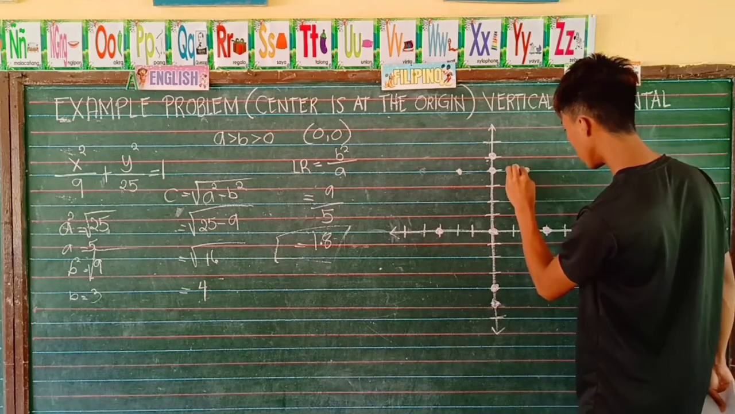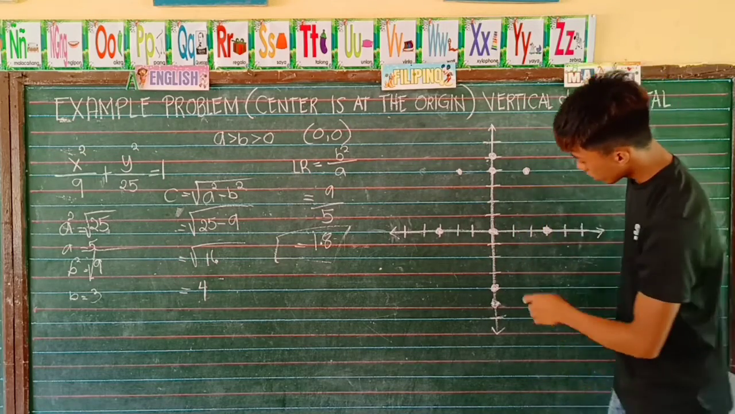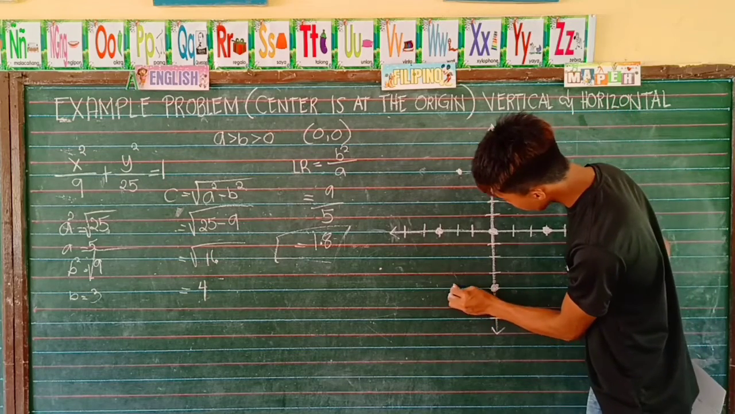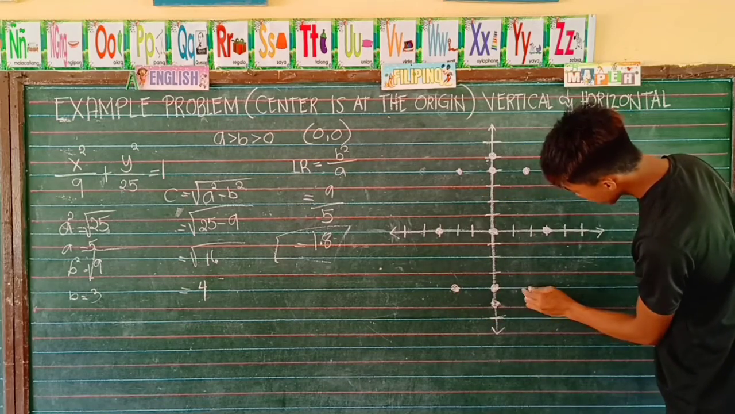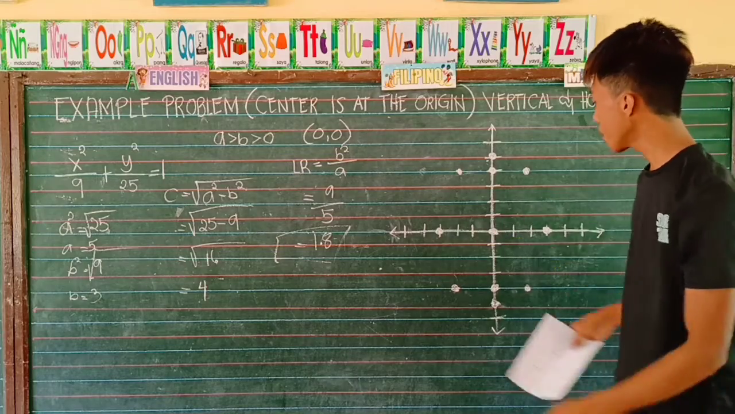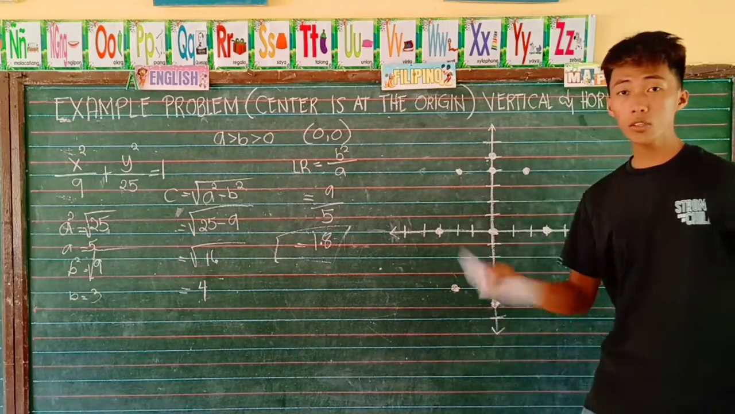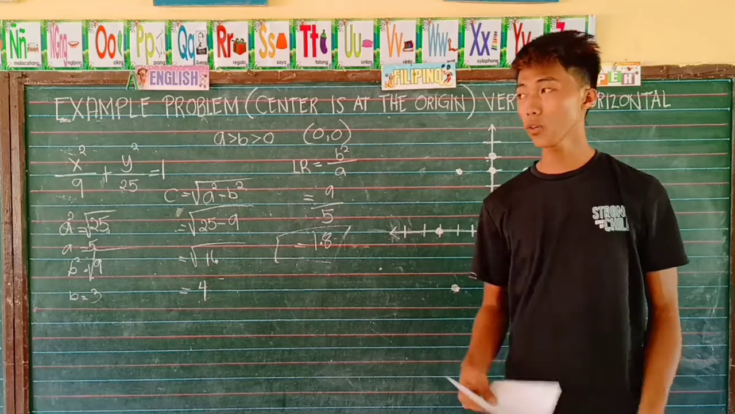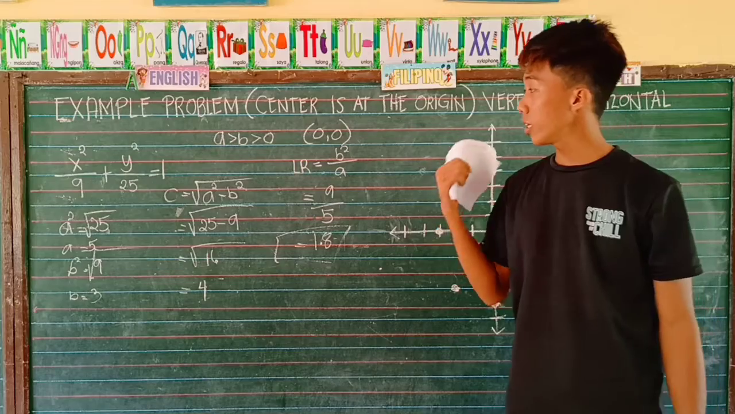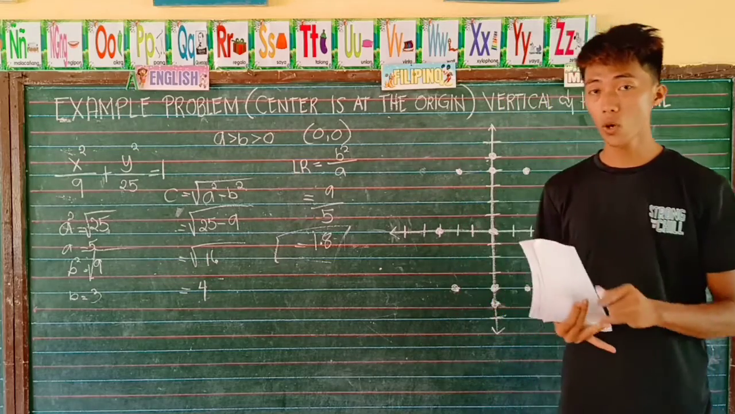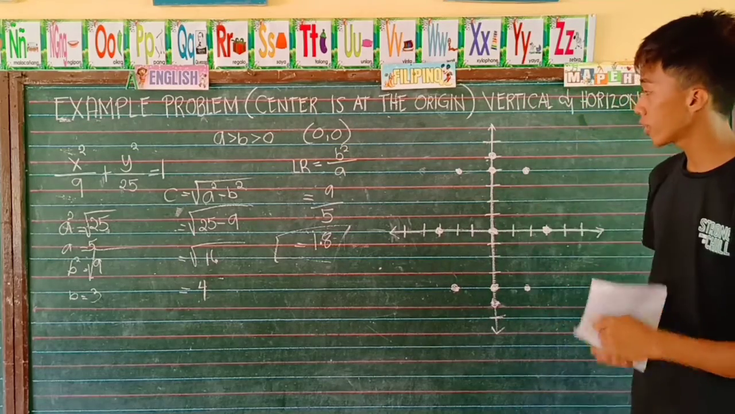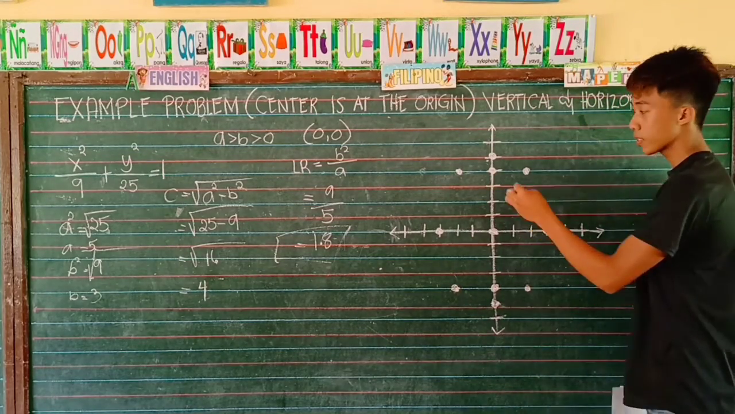And latus rectum is nakudan. The second focus, ang atong latus rectum. Latus rectum. Upat man sila ka points sa atong latus rectum, we can call them as lateral recta, as a plural name sa latus rectum. And now we're done finding our vertices, co-vertices, foci, and our lateral recta. Makapa-plot kita sa atong ellipse.